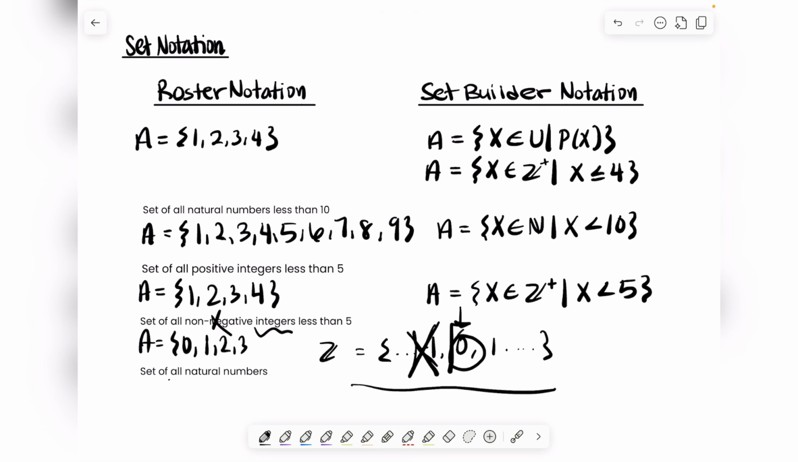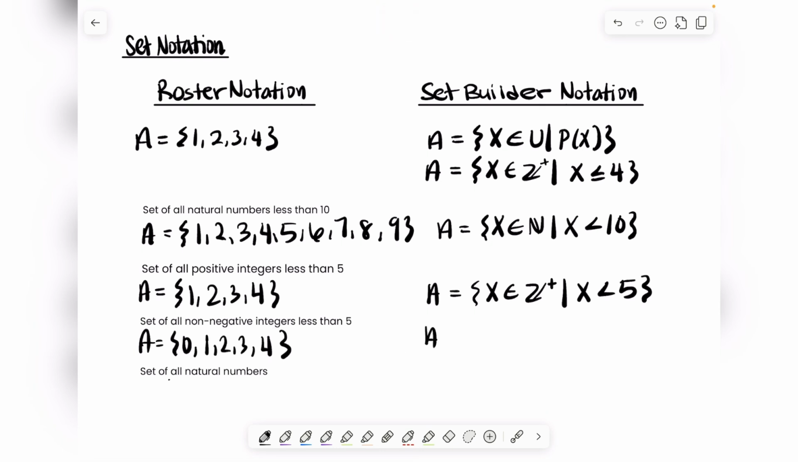So 1, 2, 3, 4. In set builder notation, we can say that A is equal to all X inside the set of all integers greater than or equal to 0, such that X satisfies a property that has to be less than 5. And if it said less than or equal to 5, then we would have 5 here, and we would have an equal sign there. Now, what if we want to describe the set of all natural numbers?